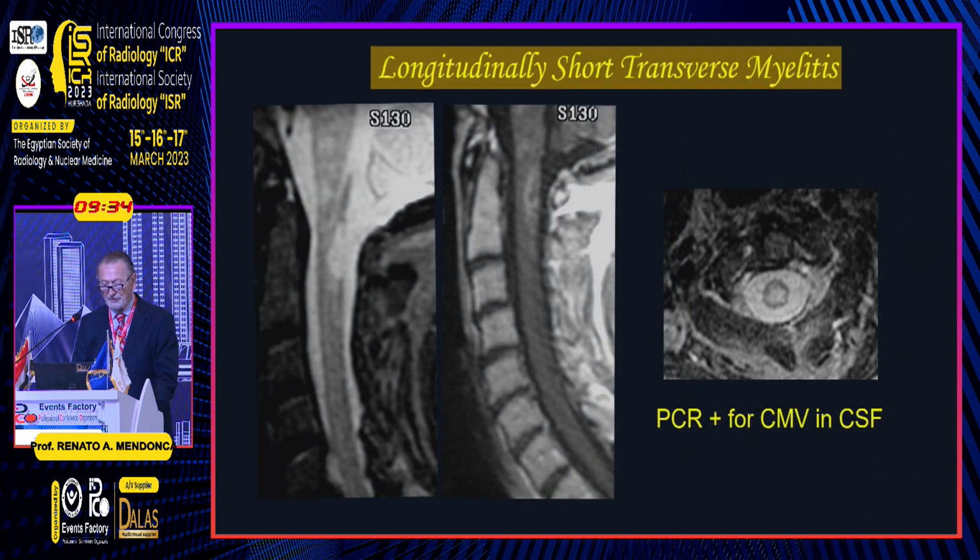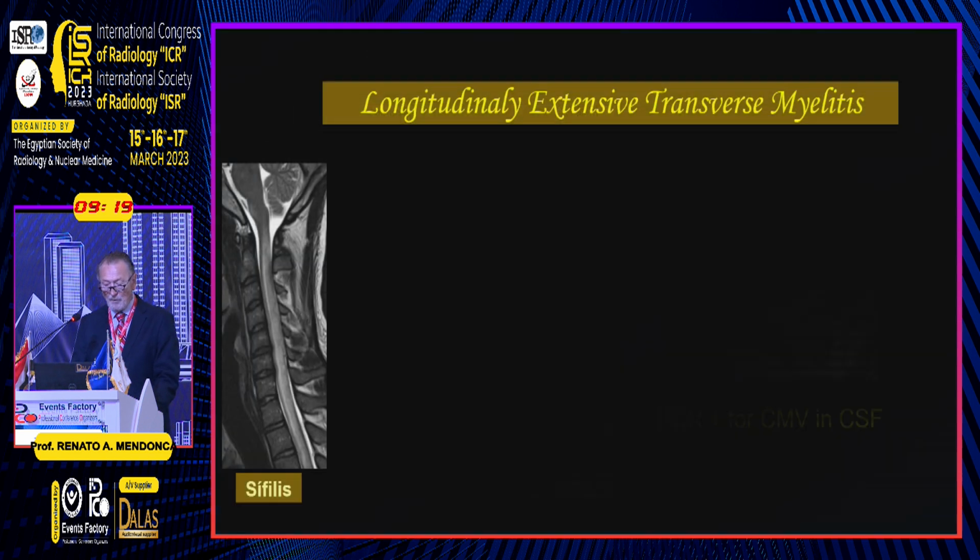The findings are, so this is a short segment. It could be a multiple sclerosis lesion in the proper clinical setting. But the PCR was positive for cytomegalovirus, a central lesion, short segment. We have longitudinal extensive transverse myelitis. So I'm going to show the several causes.